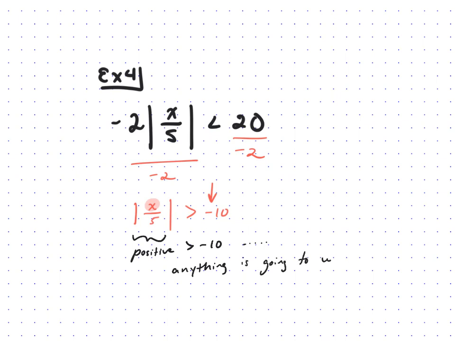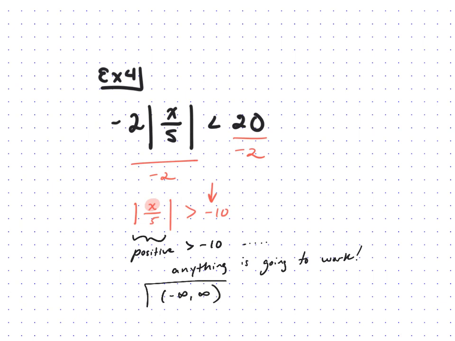So I'm not going to solve this. If I did solve it, I would get x is greater than -50, or it could be less than 50. And that's going to include every number on the planet. Like, all numbers are either greater than -50 or less than 50. That's going to include everything. So my solution is all real numbers.